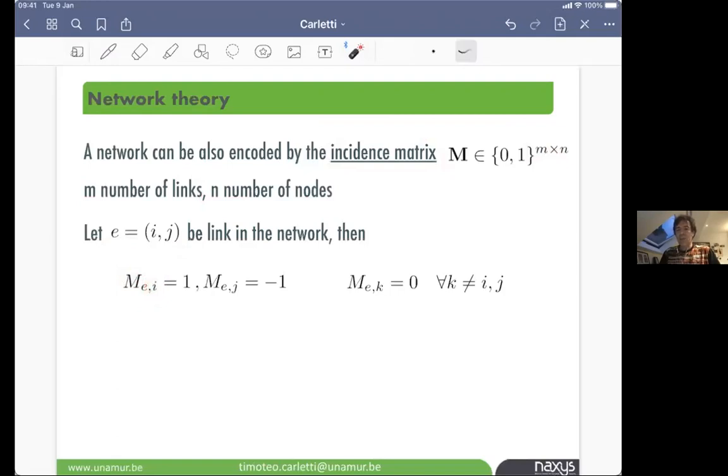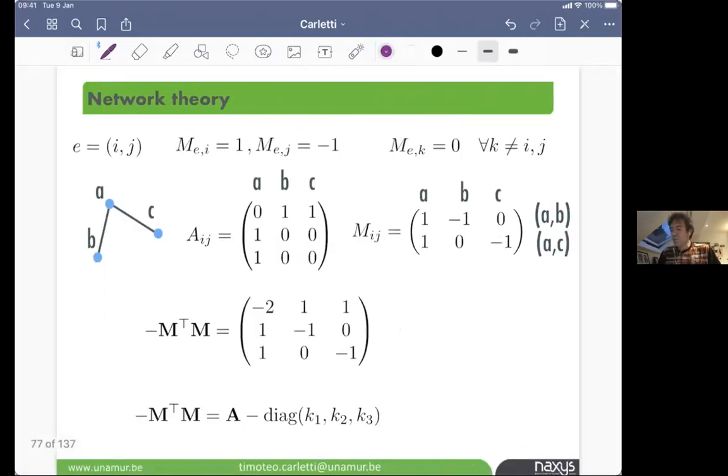Eei is equal to 1, the element Eej is minus 1, because you are thinking that the link, even if the matrix is not directed, is going in this direction, but it doesn't really matter. You can exchange the link and the matrix will not change at the end. Or Eek is 0 because k is neither i nor j. In the jargon, i is called the tail and j is called the head of the link. Once you have this matrix, let's show it in the previous example. So this is the example I just showed at the beginning.